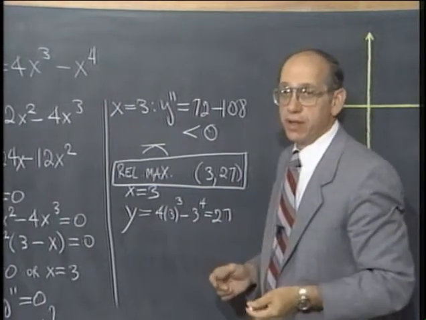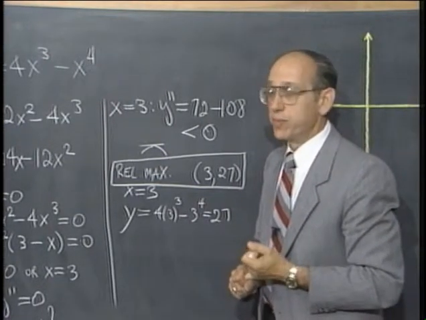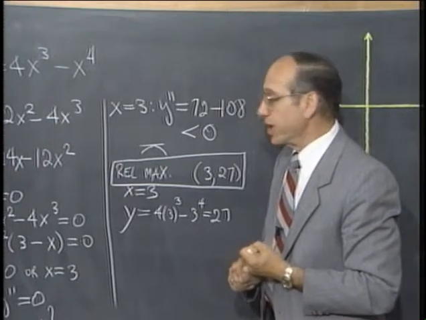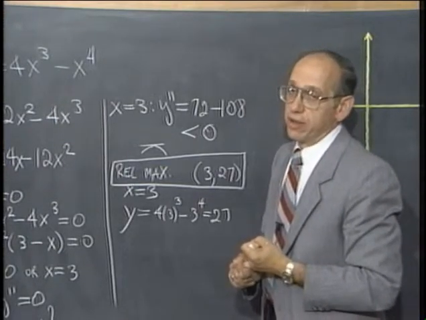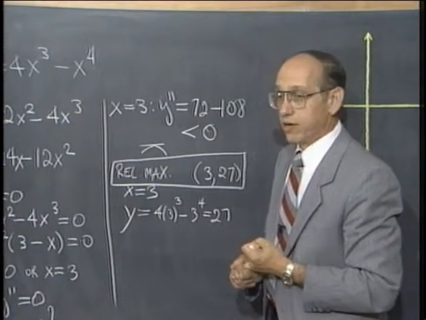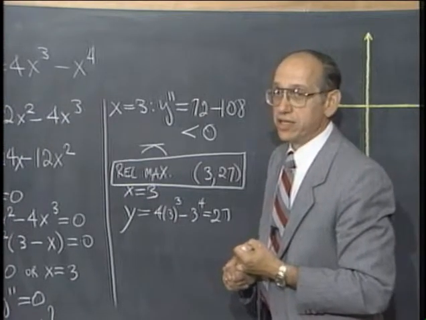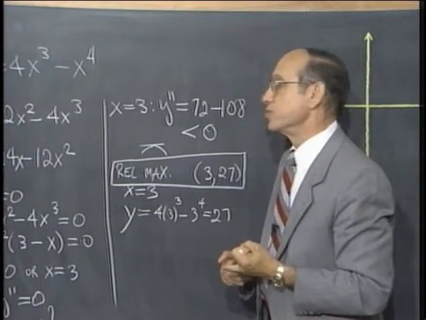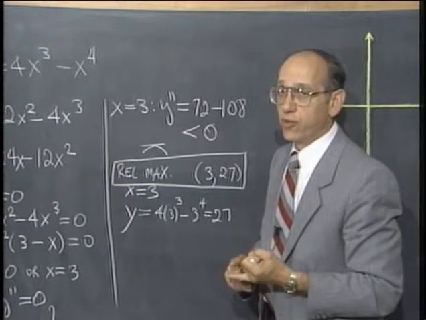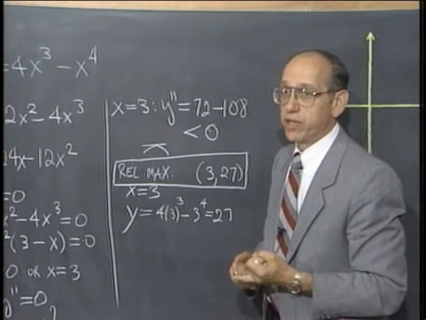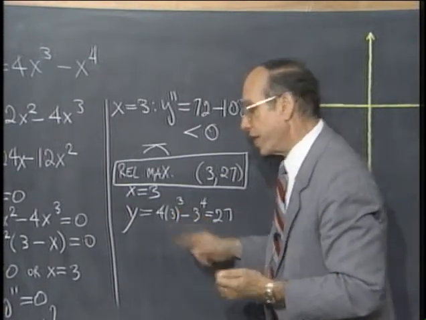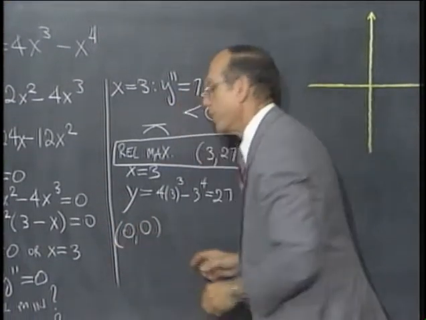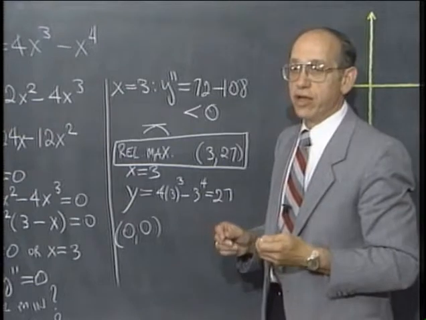How are we doing? Well, we've identified a relative maximum, and we've identified one possible point of inflection by luck, and we still have to do something with that point, x equals 0, where incidentally, it's not hard to see y is also equal to 0, because the original equation is y equals 4x cubed minus x to the fourth, and if we substitute x equals 0, we get 0. So let me write that down for the moment. The questionable point is (0, 0).